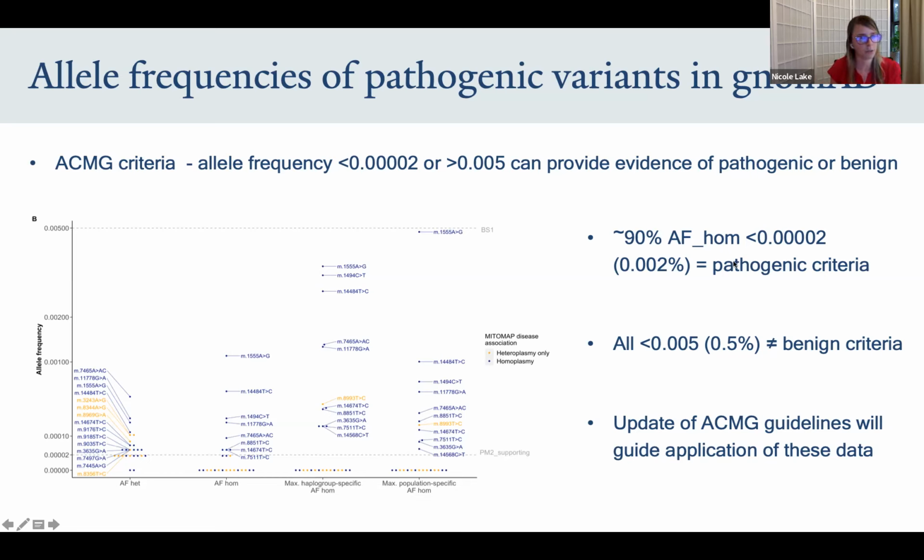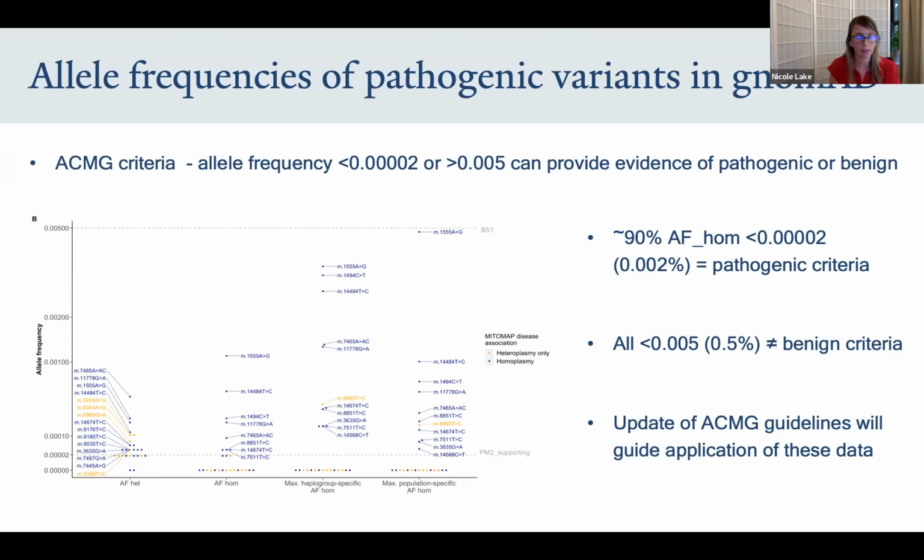But what we can see here is, for the pathogenic criteria, 90% of variants have a homoplasmic allele frequency that meets this pathogenic criteria. I'm looking at the homoplasmic allele frequency because the guidelines from ACMG are derived from MitoMap, which is homoplasmic variation. And we can see that actually all of the variants that are only associated with disease at heteroplasmy meet this threshold. It's only really those that are associated with incomplete penetrance that don't.